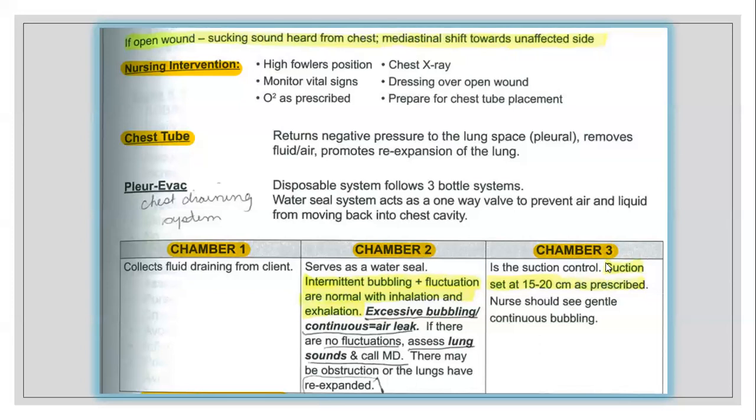And chamber 3, it is the suction control chamber. So suction is set at 15 to 20 centimeters as prescribed. The nurse should see gentle continuous bubbling. So continuous bubbling in chamber 3 is a good sign. Intermittent bubbling in chamber 3 is a bad sign.